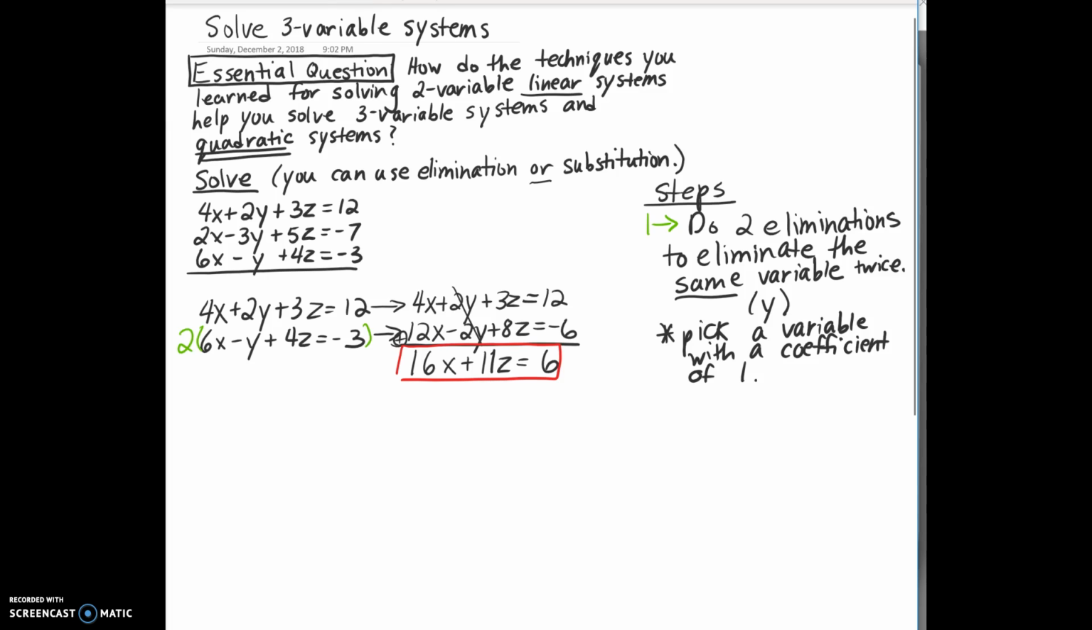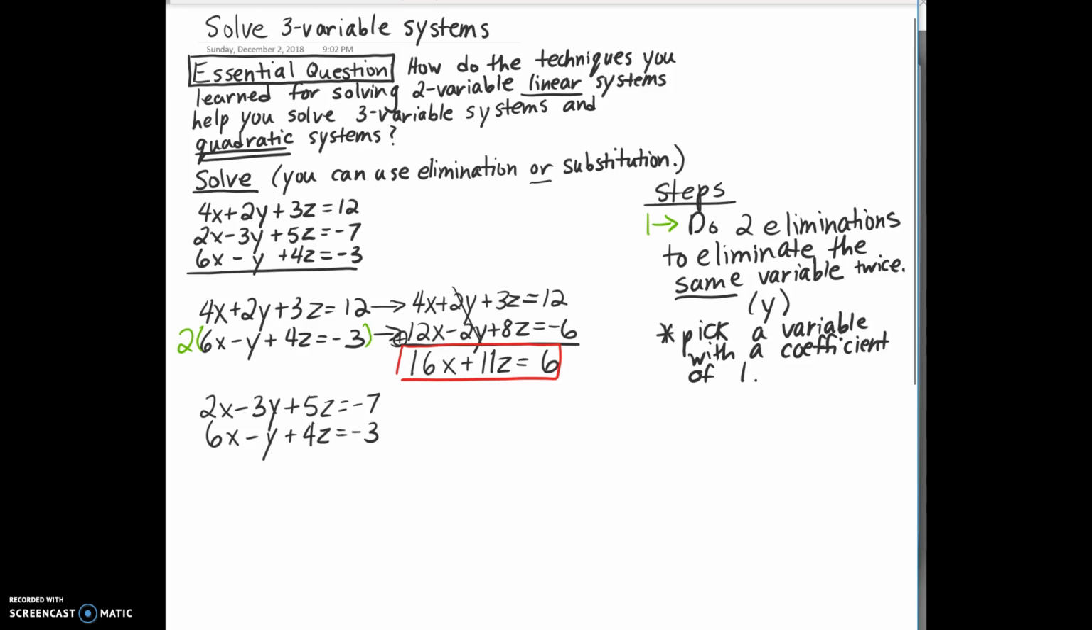So I'm going to take the second and third equation, but you could do a different combination. You don't have to do first and second, first and last. You can do different combinations to accomplish your goal of eliminating the same variable twice. And keep it simple for yourself. Use the variable with the coefficient of 1 in both of those scenarios.